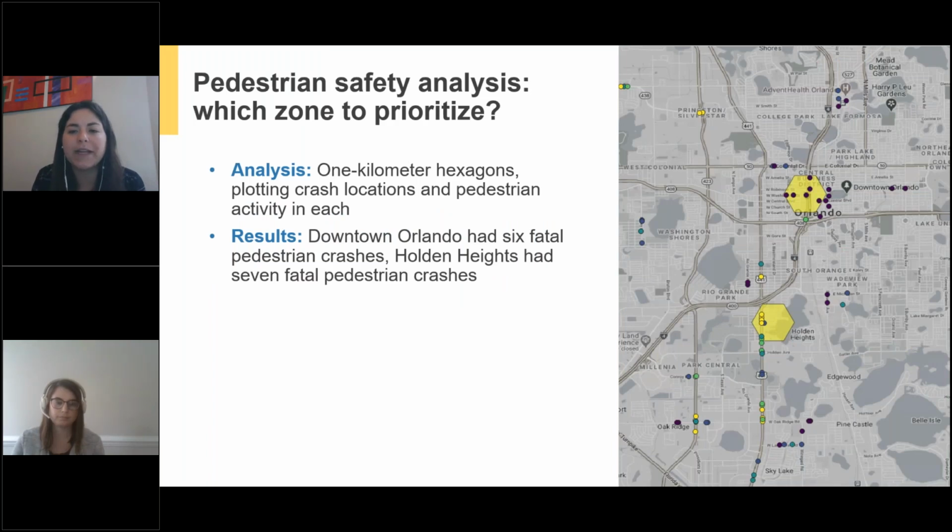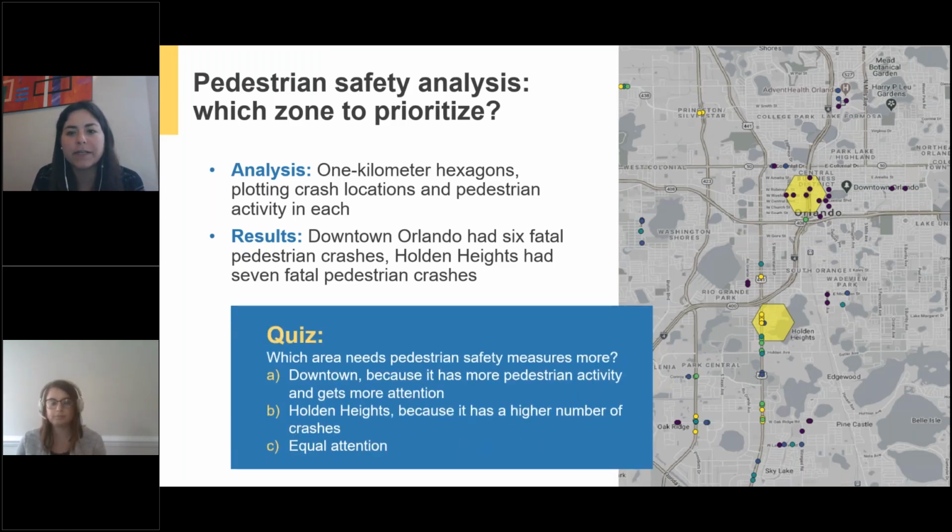We divided Orlando into equal-sized areas, or zones, so we could compare apples to apples. These two zones have about the same number of pedestrian deaths, so where do you concentrate safety measures? Holden Heights has one more death, but downtown has more pedestrian activity overall. Do you prioritize downtown because it has more pedestrian activity and gets more attention? Do you prioritize Holden Heights because it has a higher number of crashes? Or do you give both equal attention?